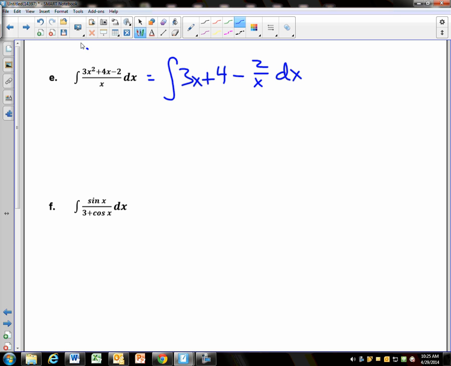What's the antiderivative of 3x? x squared over 2 plus antiderivative 4? 4x minus, very good, 2 natural log of x. You could write it like that, or you could write it as natural log of x squared. Either way is fine.